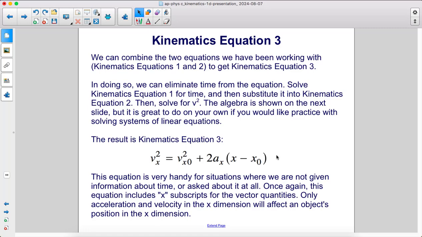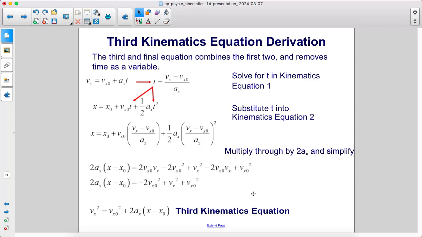This equation is very handy for situations where we're not given information about time or asked about it at all. Once again, this equation includes x subscripts here, here, and here, and x is here, for the vector quantities. Only acceleration and velocity in the x dimension will affect an object's position in the x dimension.